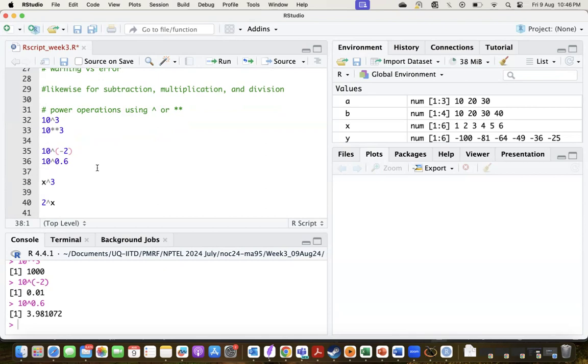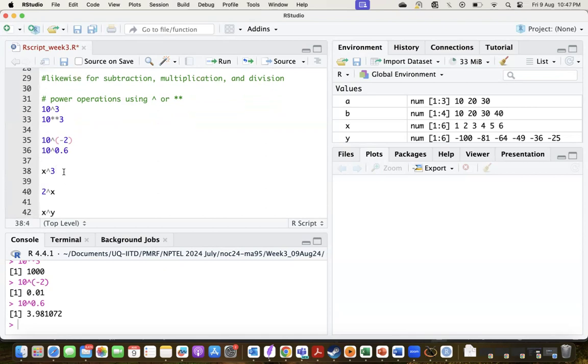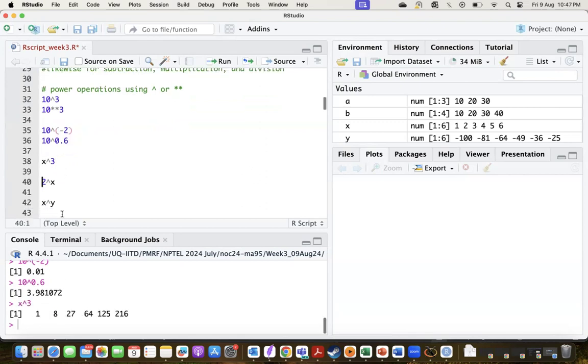Okay. And if you take a vector and you power it, then of course, if you remember, x was 1, 2, 3, 4, 5, 6. So you take the cube of each of these elements. So that's good. What is this command going to do? 2 to the power x.